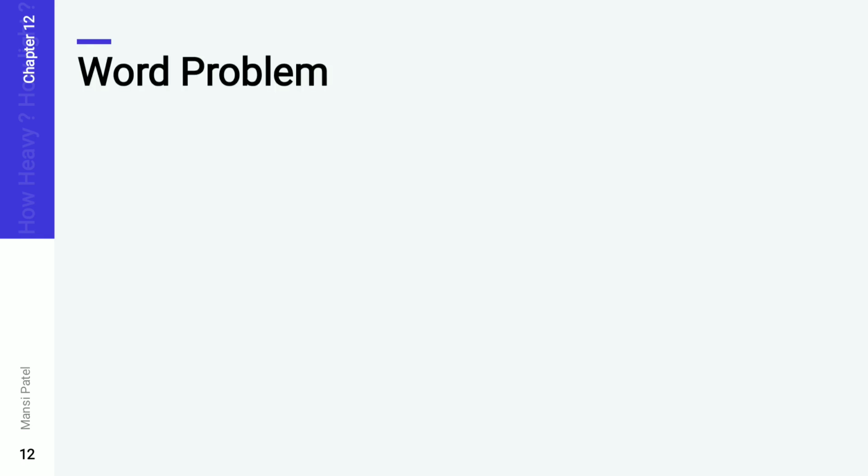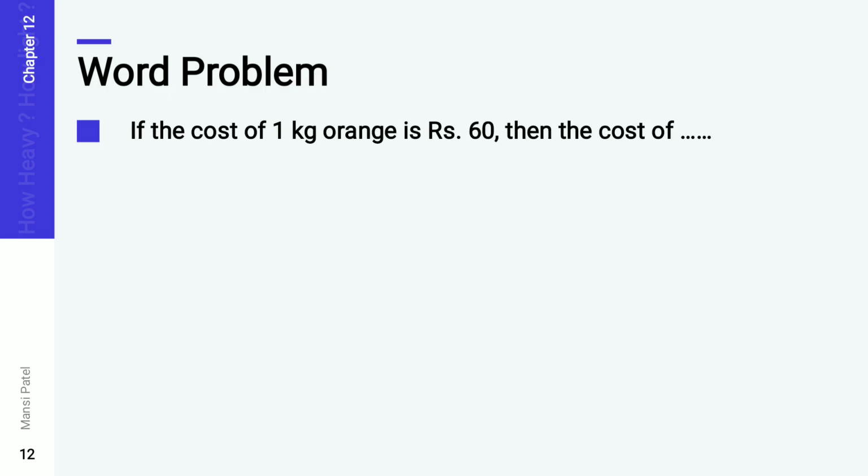Now again, you have to find out the cost for the same one. The cost of 1 kilogram orange is rupees 60. Then you have to find out the cost of 2 kilogram. So as you know already, that's why we have to write down kilogram first. 1 kilogram is equal to 60 rupees. Then 2 kilogram is equal to question mark.